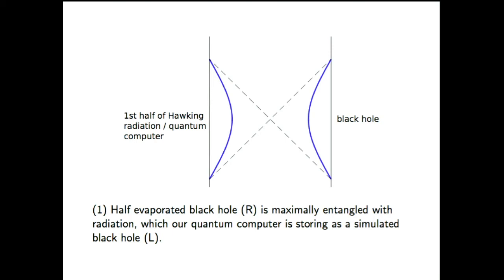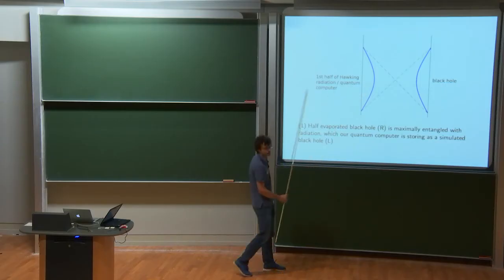Or if you don't like that as much, what you can imagine is that the first half of the Hawking radiation has been stored on the quantum computer that Bob is holding, but he's using that quantum computer to simulate a black hole, so that this is like a second asymptotic region.